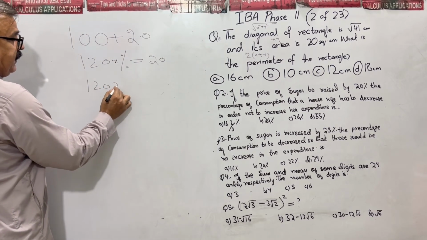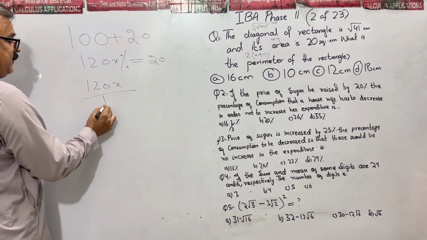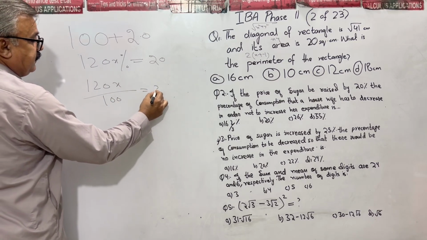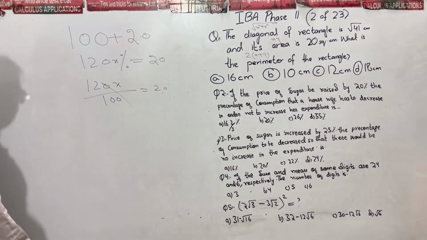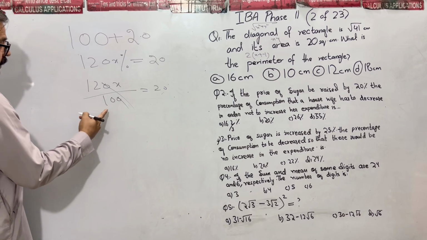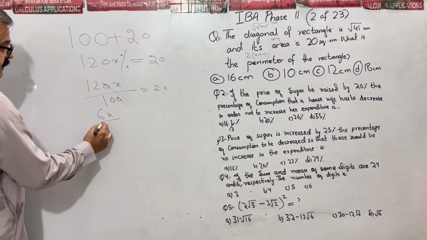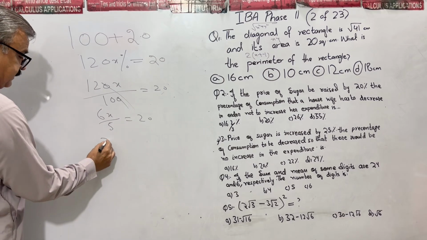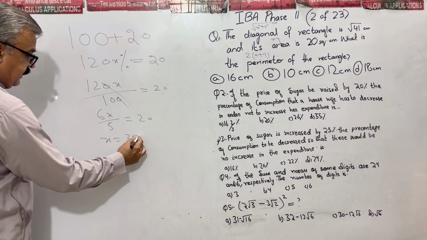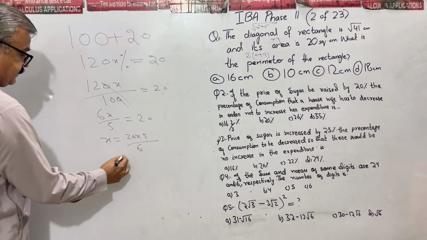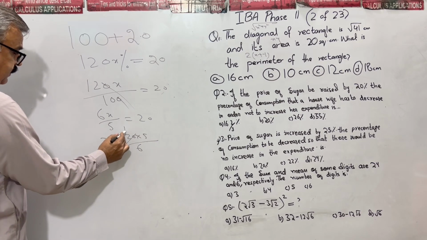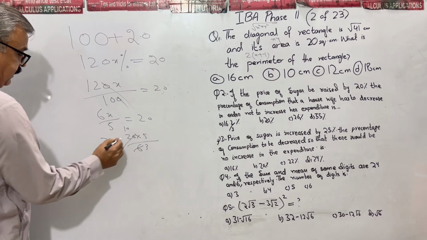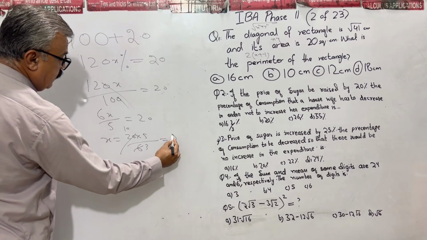Let the percent be x. x over 100 times 120 is equal to 20. Zero cancelled out, 10, applying table of 2, it will become 6. So x over 5 is equal to 20. Solve for x: x is equal to 20 times 5 divided by 6, which is 50 over 3.